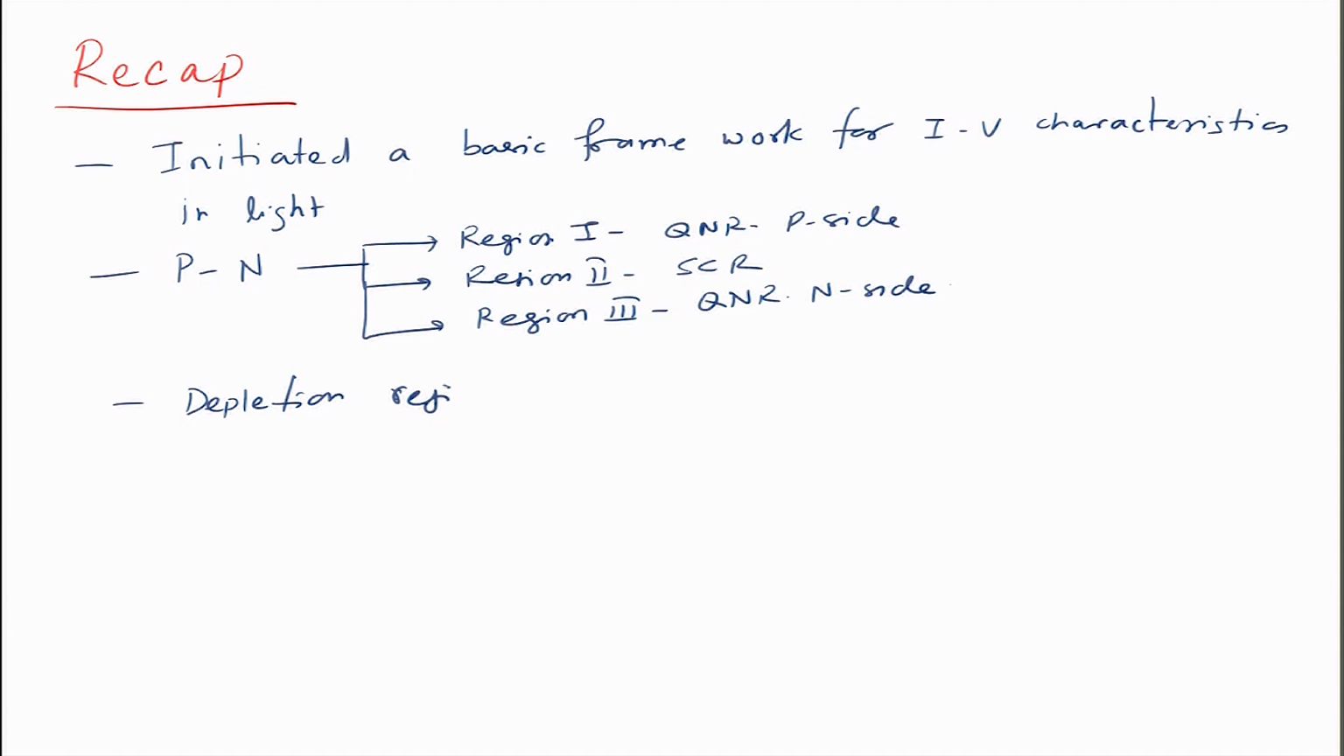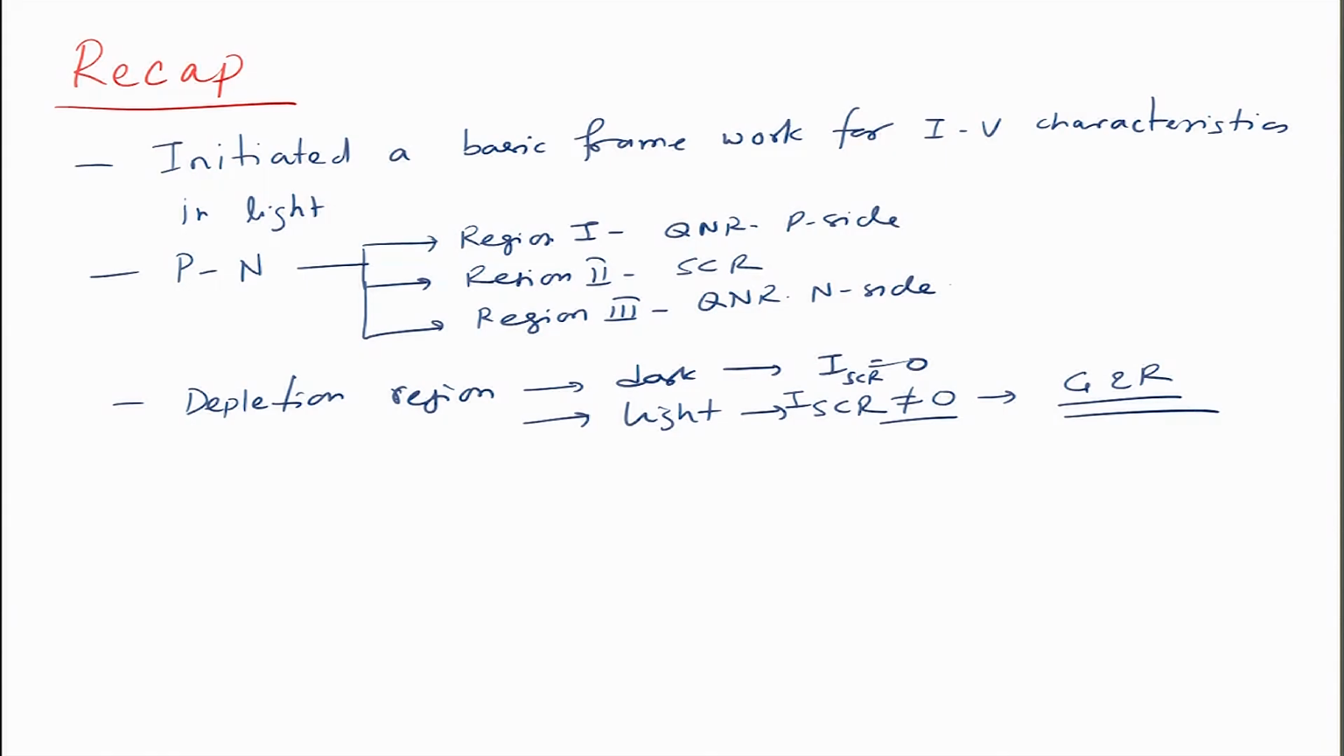See, earlier in the depletion region, in dark, no current was produced, I was equal to 0, which means whatever goes in goes out. But in light, this space charge region, you can say this is I_SCR. I_SCR is not equal to 0 because of generation and recombination.